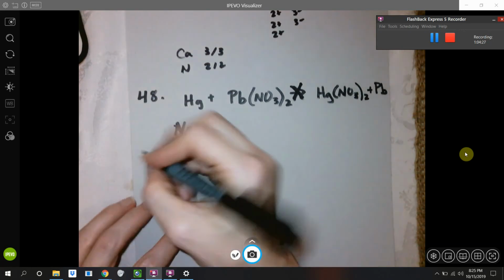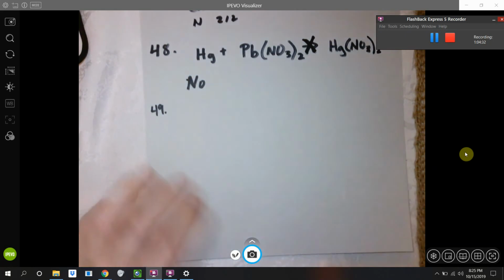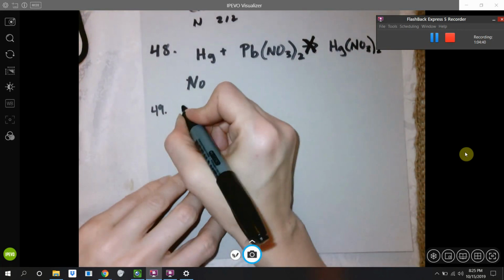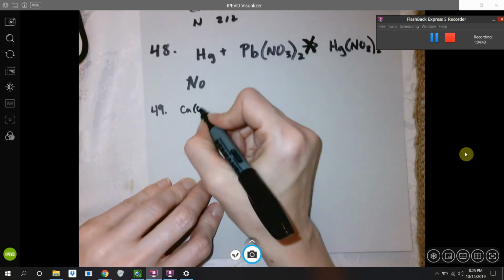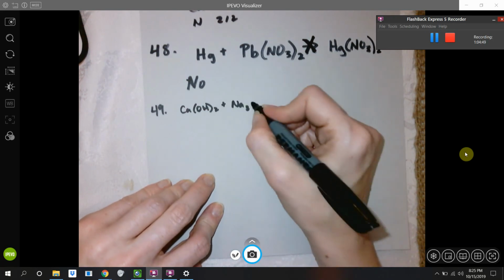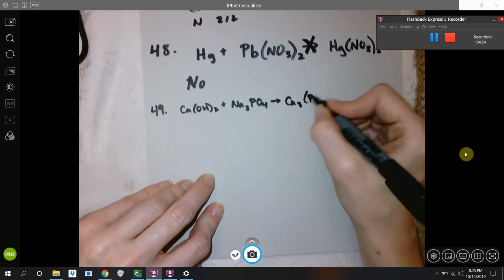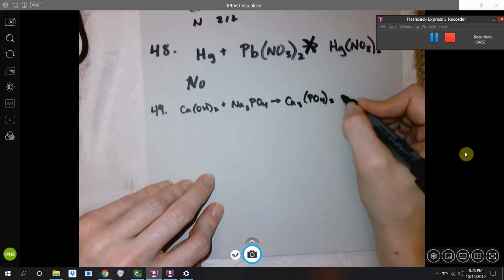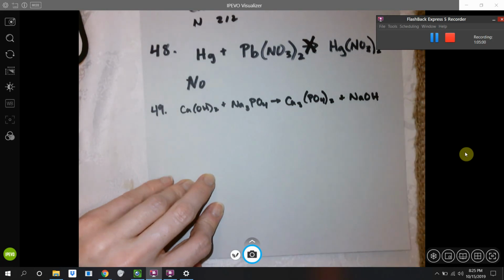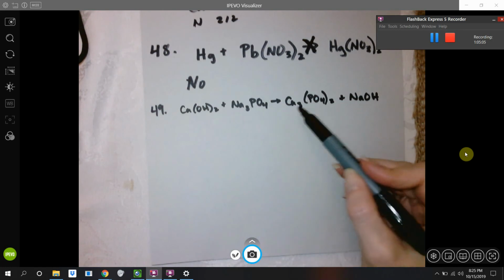So let's look at 49, which is some balancing. Balance these equations and state the type of reaction that is occurring. So we have Ca(OH)2 plus Na3PO4 gives Ca3(PO4)2 and NaOH. When I look at this, I notice there's metal, non-metal, metal, non-metal, metal, non-metal, metal, non-metal.